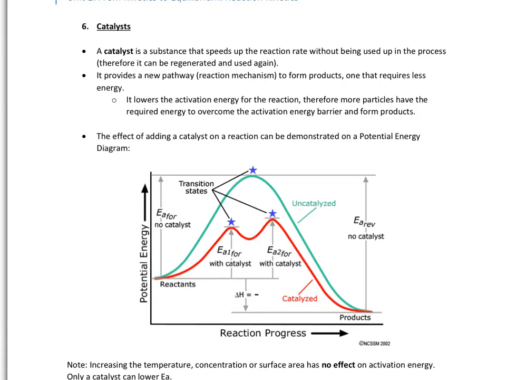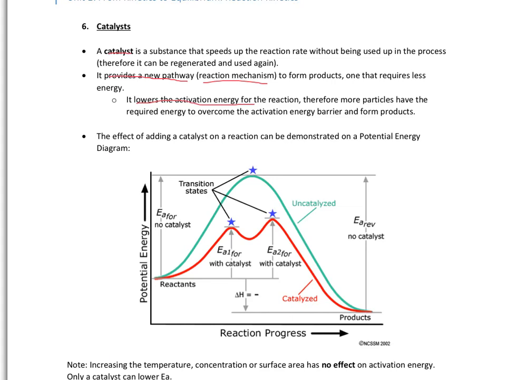The last factor we're going to look at is a catalyst, and a catalyst is just the sixth factor, not part of the nature of reactants. A catalyst, defined, is a substance that you can add to a reaction that will speed up the reaction rate without actually being consumed in the process. It provides a new pathway or a new reaction mechanism to form products, one that requires less energy. Therefore, if you were to add a catalyst to a reaction, it will speed it up by lowering the activation energy. Therefore, more particles will have the required energy to overcome the activation energy barrier to form products.